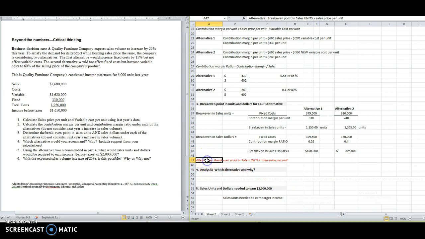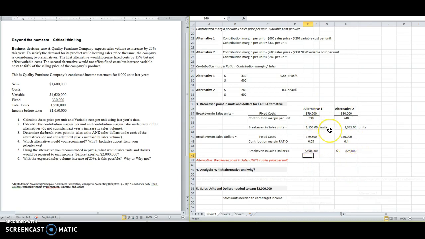There is another method to calculate the break-even in sales dollars. You can take the break-even point in sales units and multiply it by the sales price per unit. You will get the same result. Now, the question becomes, which alternative would you choose? Which one would you recommend? Alternative 1 or alternative 2?